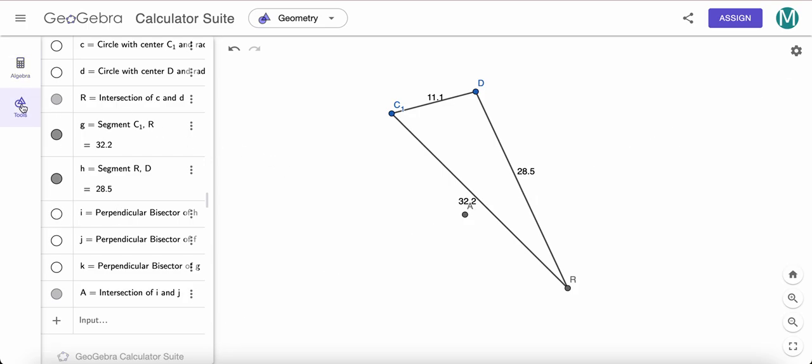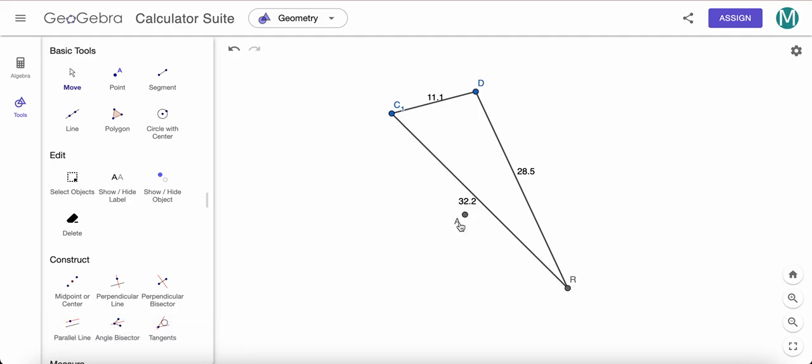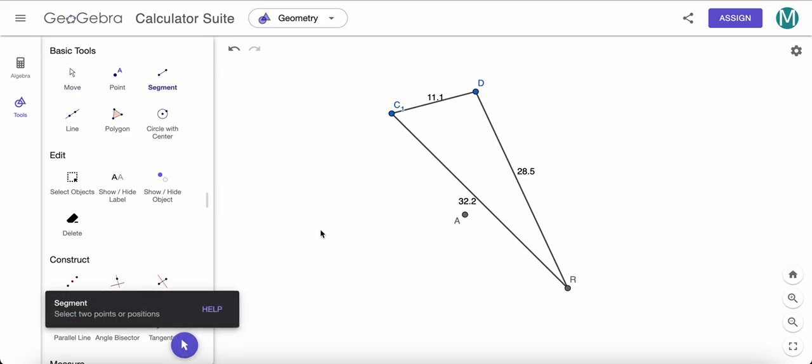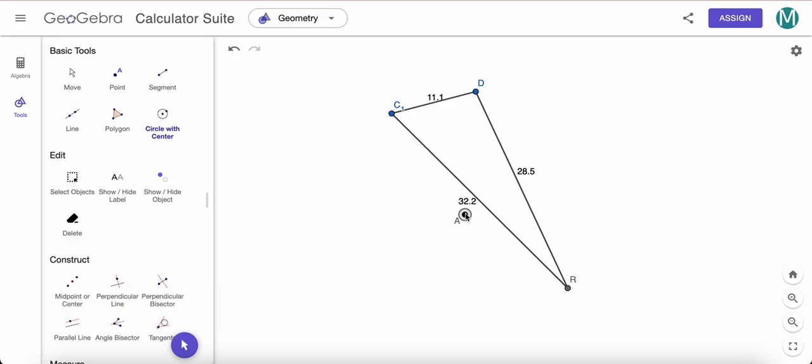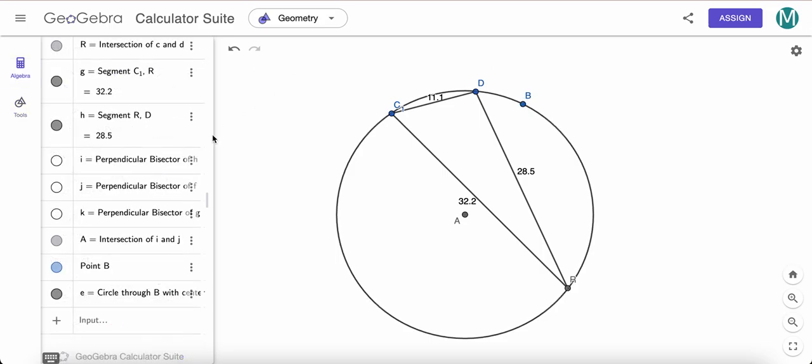So let's check this. A can move this side. Okay, so A is the circumcenter. I can draw the circle and we see. We don't need to draw, but let's make it more visual. Yeah, this is our circle. Okay, I'm gonna hide this point B.